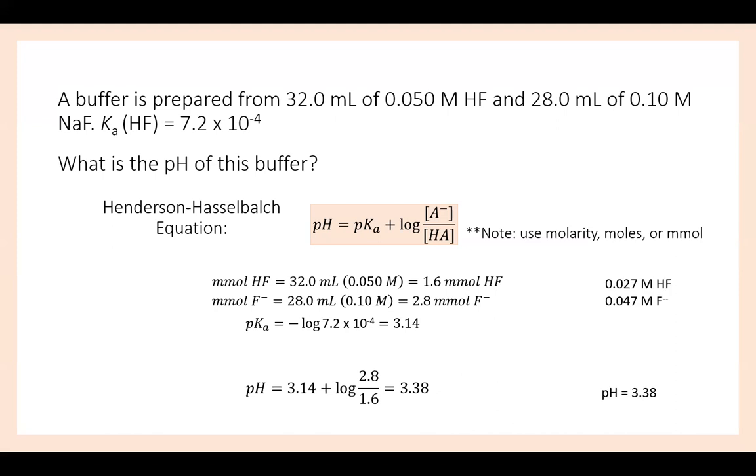If we were to calculate the molarity of HF and F minus, we do that by calculating the concentration using the dilution equation, M1V1 equals M2V2. If we use those concentrations in the log term, it still gives us the pH of 3.38.